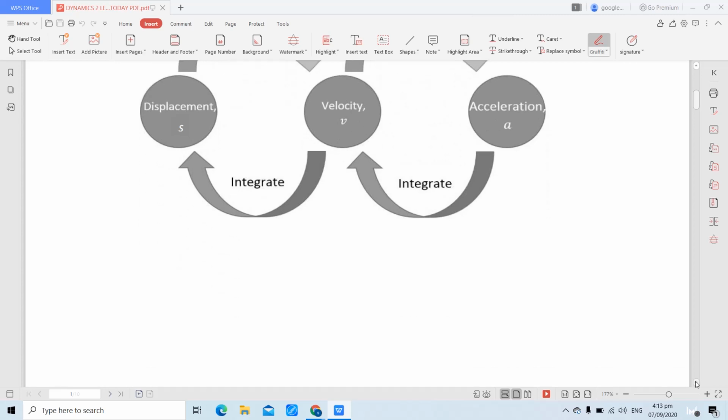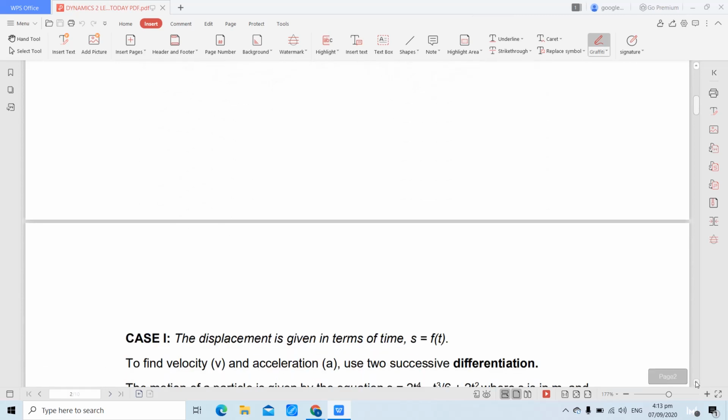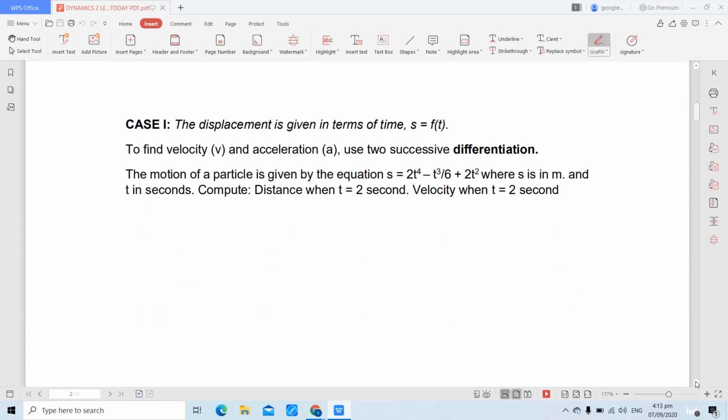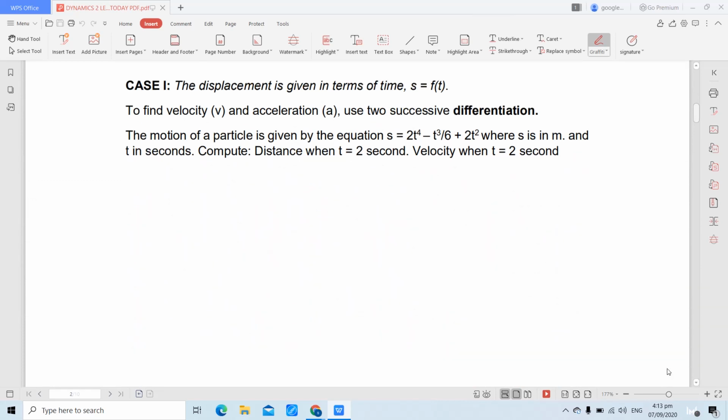And regarding variable acceleration motion, we have 5 cases to analyze. So let's start with case number 1. For case number 1, we have a displacement that is given in terms of time, or S is a function of time. To find the value of velocity, differentiation is the process, and to find the acceleration, that is still differentiation. Okay, so to know the process for case number 1, let's take this example.